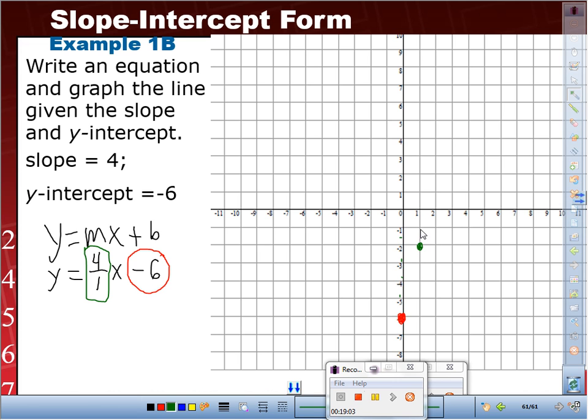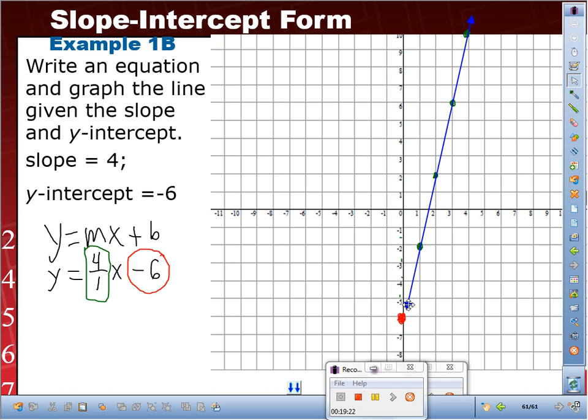I'm going to do it again, 1, 2, 3, 4, 1 to the right. And again, and one more time, each time 4 up and 1 to the right. And I'm going to graph my line. Make sure it goes through all the points like mine. Boom. Arrows at the end, please.